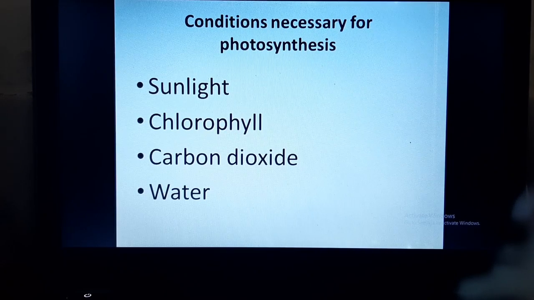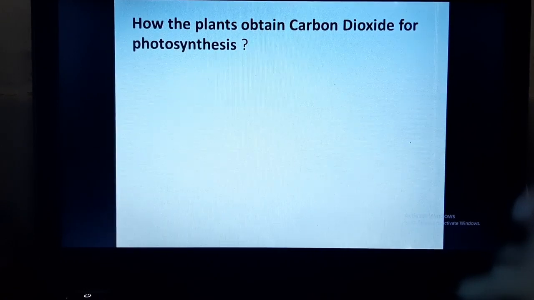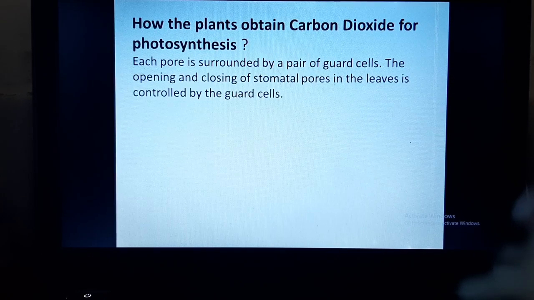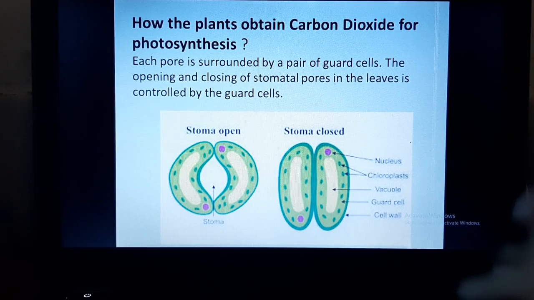Chlorophyll is present in leaves. So how are plants getting this carbon dioxide? Plants are getting carbon dioxide from the atmosphere. And how is this carbon dioxide entering the plants? The carbon dioxide is entering the plants through stomatal pores.